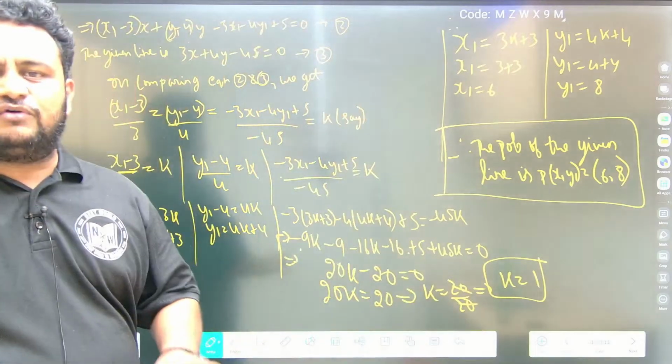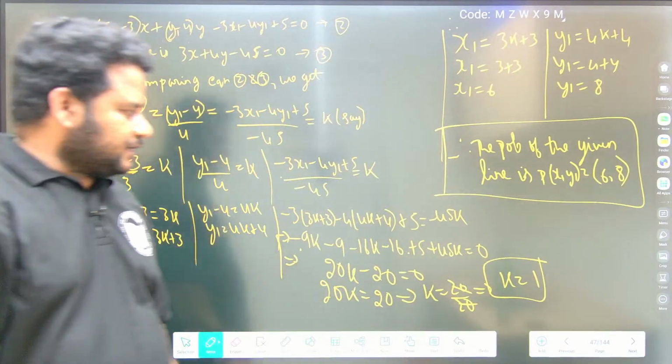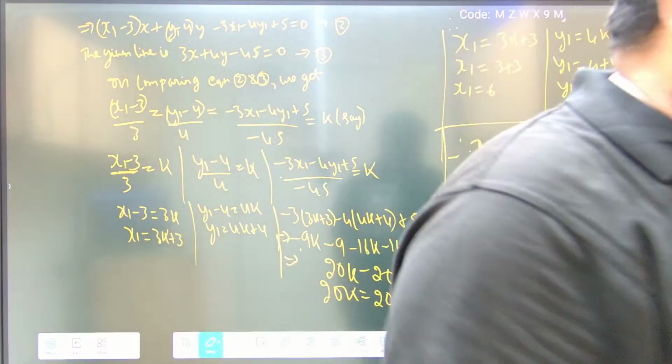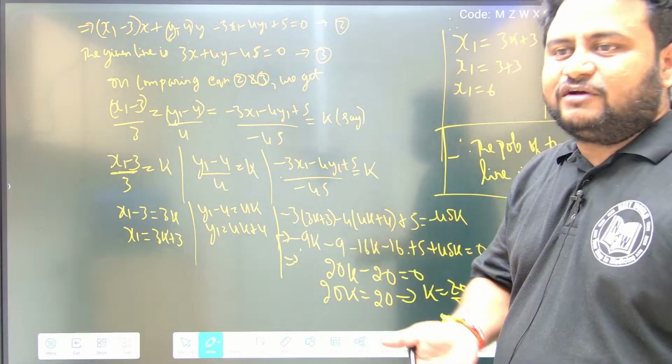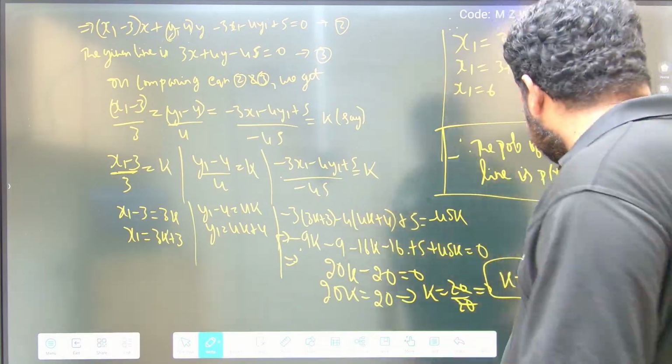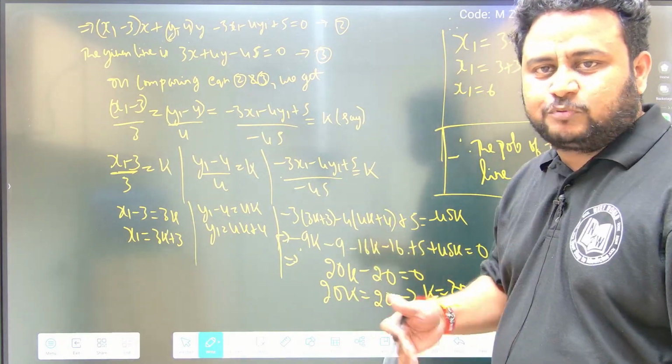Clear? This is how you have to solve this question. This is about the pole they have given. Now let us move to the next question, friends, where they ask to find the value of k if the lines are conjugates. I told you what is conjugate, what is pole, everything. Now let us go to the next question.